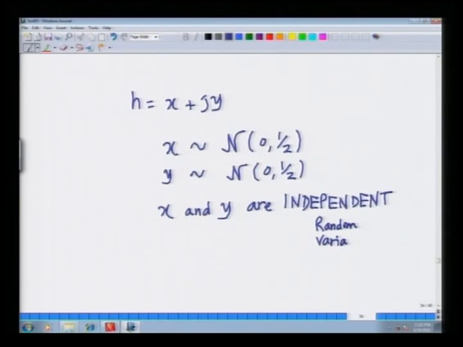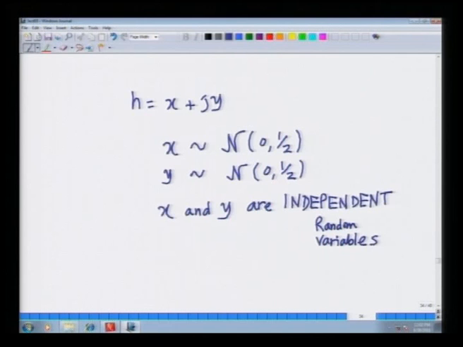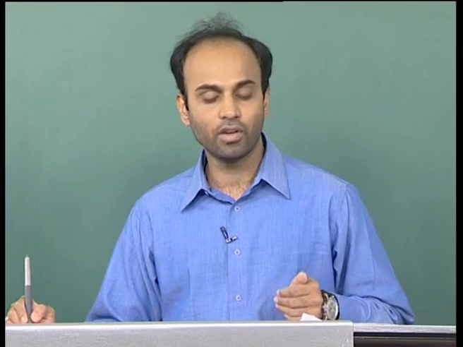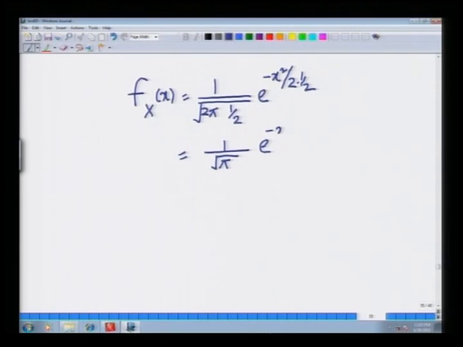All right, x and y are independent random variables, which means the joint distribution of x, y is given as the product of the distributions of x and y. And we know the distribution of x, because x is a Gaussian random variable of mean 0, variance half. So, the distribution of x is simply f_X(x) equals 1 by square root of 2 pi sigma square, but sigma square is half, times e power minus (x minus mu) square, mu is 0. So, it is simply x square divided by 2 sigma square, sigma square is half. So, it is 2 into half, which is 1. So, I can write the distribution of x simply as 1 over square root of pi e power minus x square.